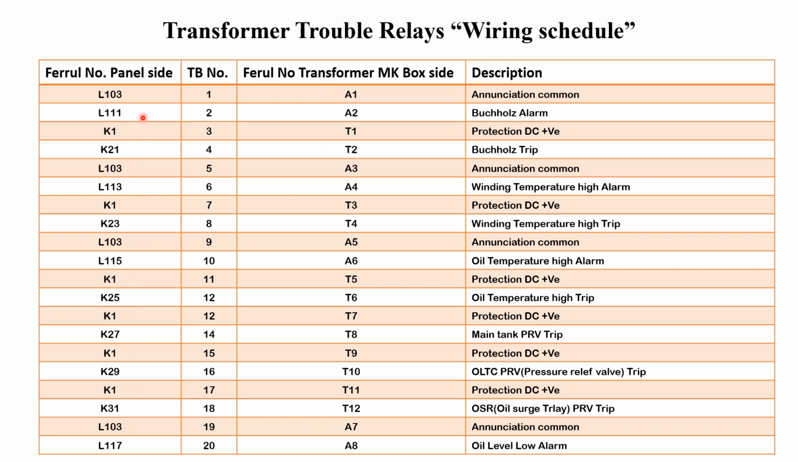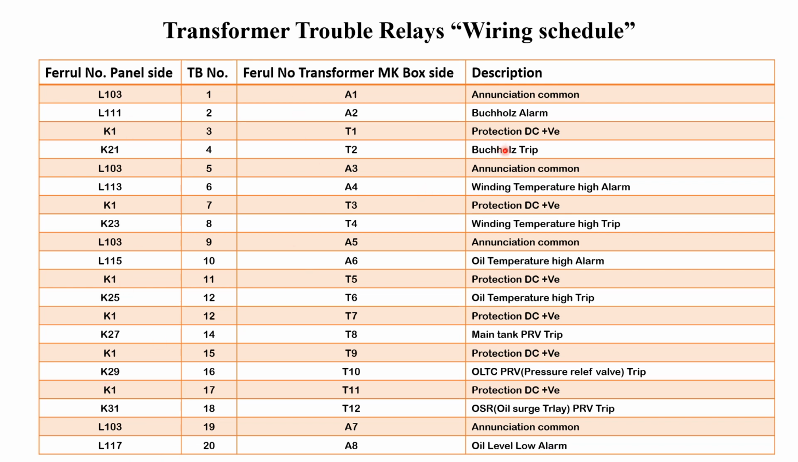And the second contact will be related to the auxiliary protection. Say it is the Buchholz alarm, so A2 is for the Buchholz alarm, right? Then it will be for the WTI alarm, then the OTI alarm, similarly oil level low alarm. So that is how the wiring schedule is made for annunciation.